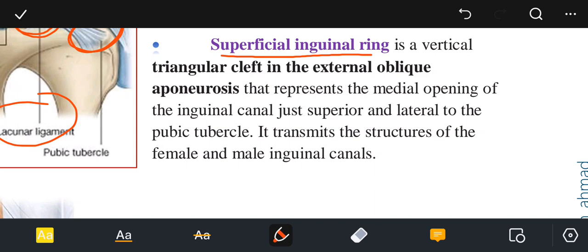For right now, just remember that the superficial inguinal ring is a vertical triangular cleft in the external oblique aponeurosis that represents the medial opening of the inguinal canal, just superior and lateral to the pubic tubercle.